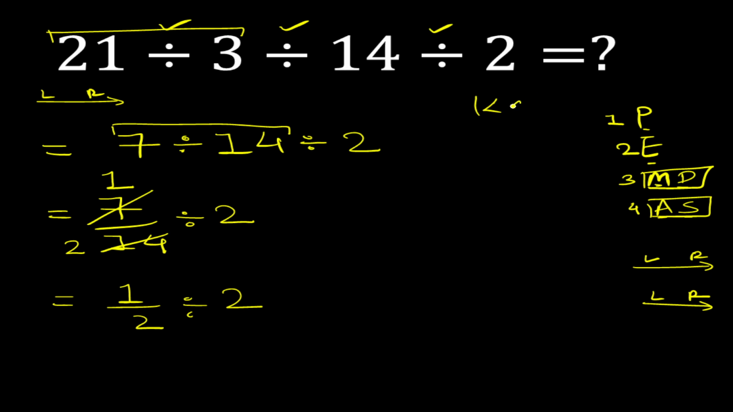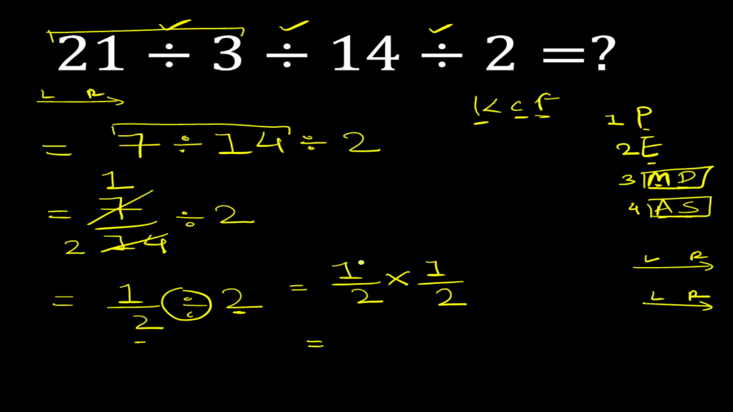Now according to the KCF rule, K means keep this first fraction as it is, the same, 1 upon 2. Then C means change this sign from division to multiplication, and F means flip this second fraction, 2 is equal to 1 upon 2, right? Now 1 multiply 1 is equal to 1, then 2 multiply 2 is equal to 4. So the correct answer is 1 upon 4, right?